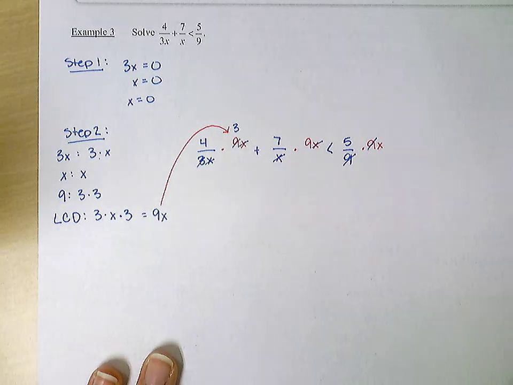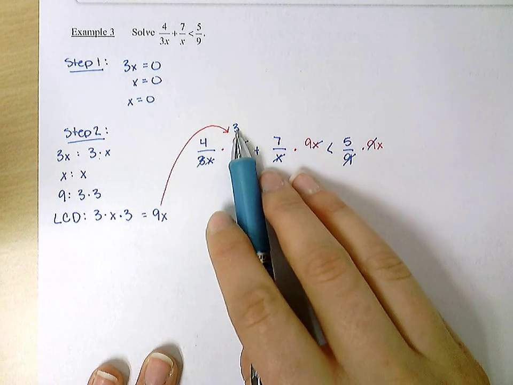Next I can rewrite. So I have 4 times 3.